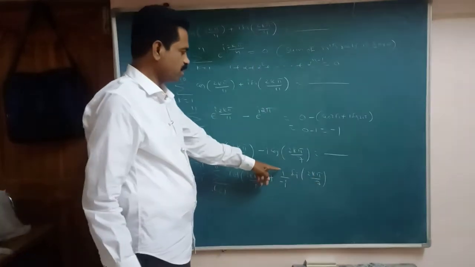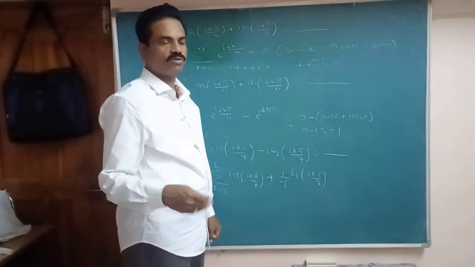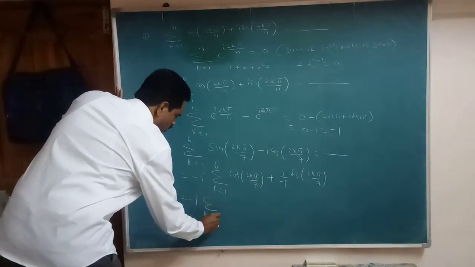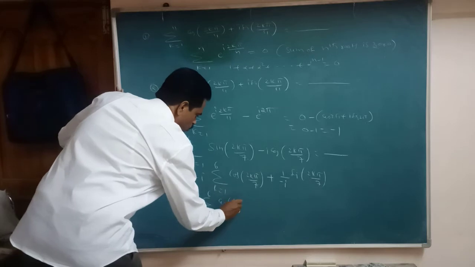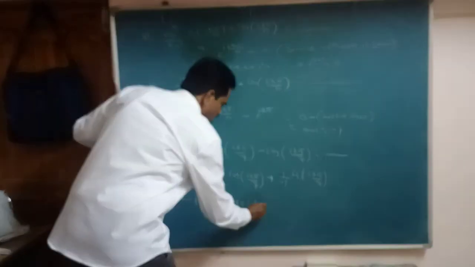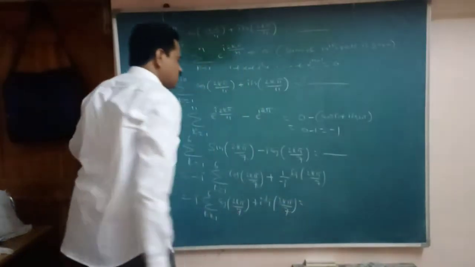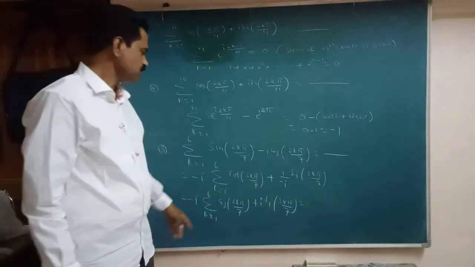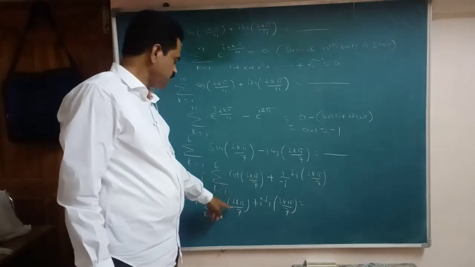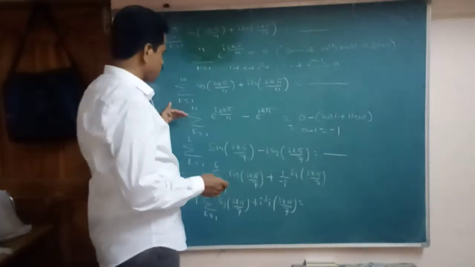We know that minus 1 equals I square, so 1 by minus I equals I, and 1 by I equals minus I. So we can write minus I into summation k equal to 1 to 6, cos of 2k pi by 7 plus I sin of 2k pi by 7. Here it is up to 6, so first make it up to 7 and delete the extra term. This is the same as the earlier problem.